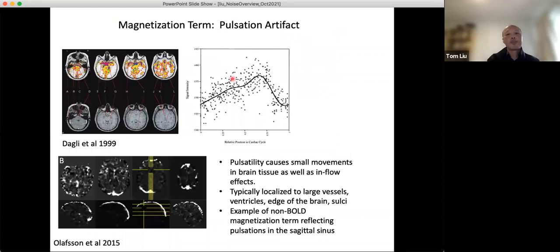Another form of magnetization term comes from cardiac activity, the pulsations that cause small movements in brain tissue. These are largely localized to areas around the large vessels and ventricles on the edge of the brain. Once again, you can use something like multi-echo ICA. In this case, this is a magnetization term that was picked out. You really see the sagittal sinus depicted very nicely here.